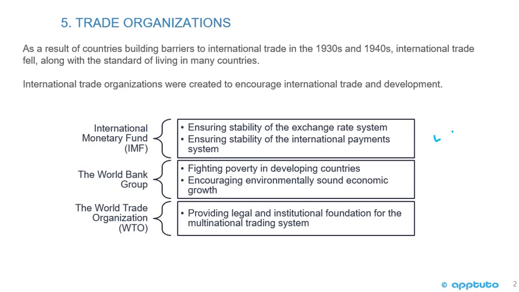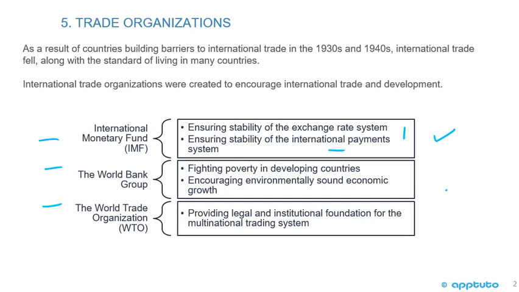So first we'll look here at the International Monetary Fund and some of its objectives. The first objective is ensuring stability of the exchange rate system, and another objective is ensuring stability of the international payment system. So again, when you see a list here of 3 organizations and a number of objectives or characteristics, you know that's very good material for multiple choice questions, okay?